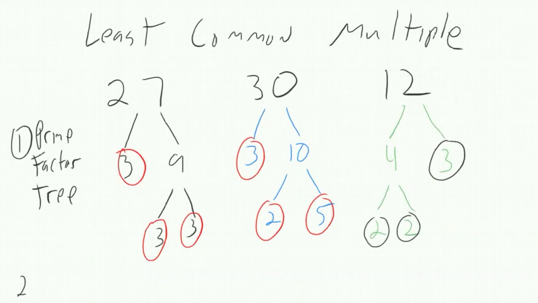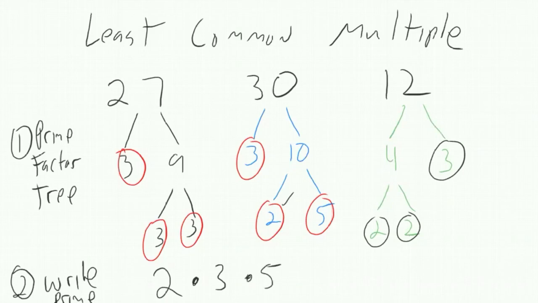Step 2, write primes. So I have a 2, I have a 3, and I have a 5. So I've written down all my prime numbers. Now, step 3, which I'm running out of room. I'll write it over here, step 3.